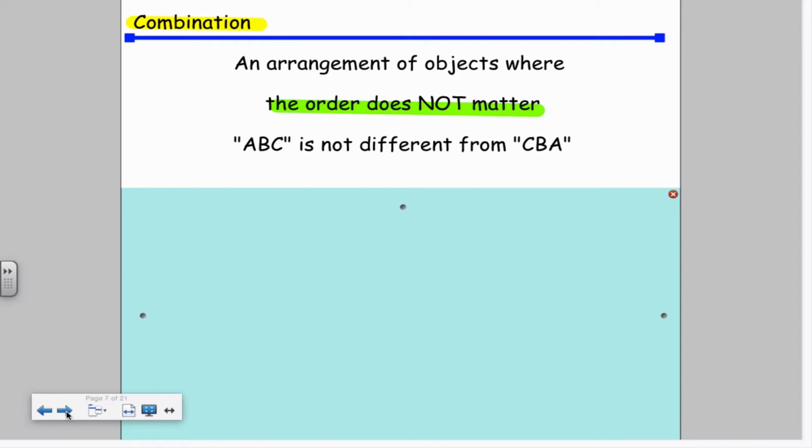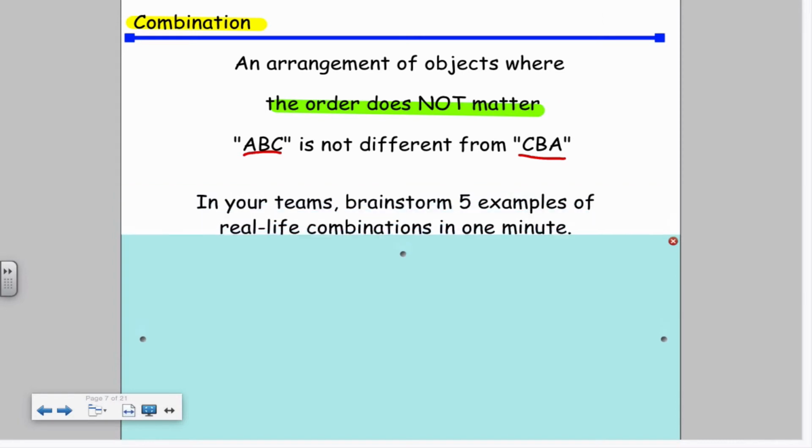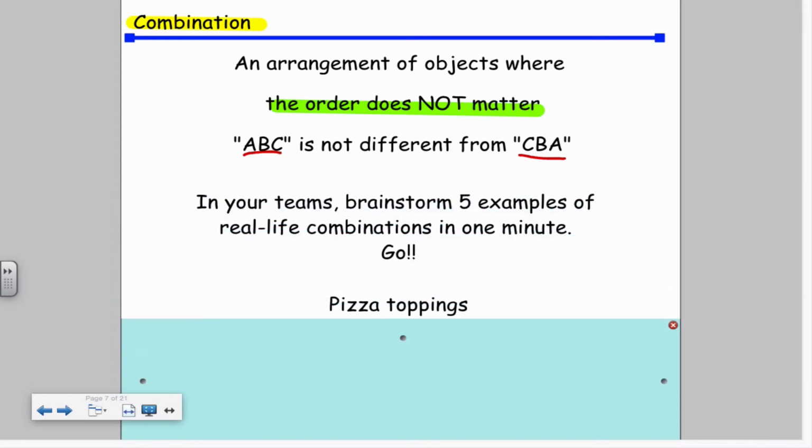A combination, on the other hand, in math, is an arrangement where the order does not matter. In other words, ABC is not different from CBA. Those are the same combination. Let's brainstorm some of those. Pizza toppings: if I order a pepperoni mushroom olive pizza, and the person next to me orders an olive mushroom pepperoni pizza, those are the same pizzas, the same orders. So the order did not matter for those.